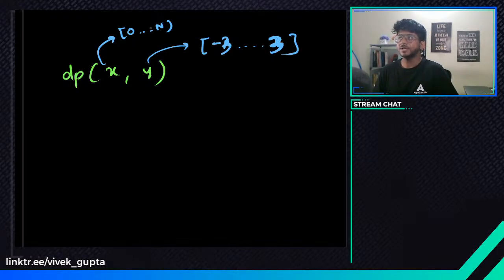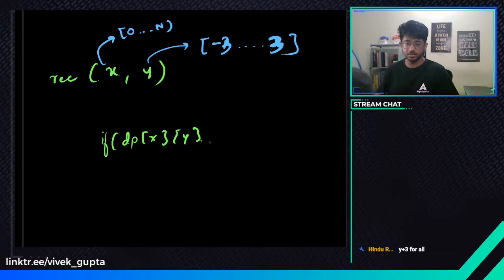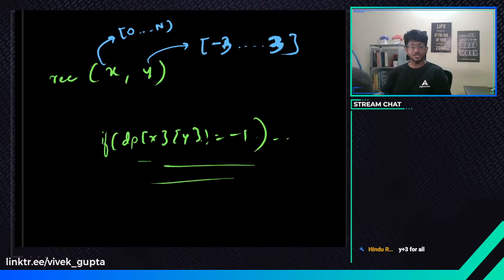X can take any value in the range 0 to n, y can take any value in the range minus 3 to plus 3. So in the recurrence, if you write it, it's fine. But when you go ahead and try to memoize this, it's going to be a recurrence in the function, in the code, and you're going to write something over here, right? If dp of x comma y is not equal to minus 1, then we do something, right? This is the cache check. In that case, we are going to return the saved dp value.